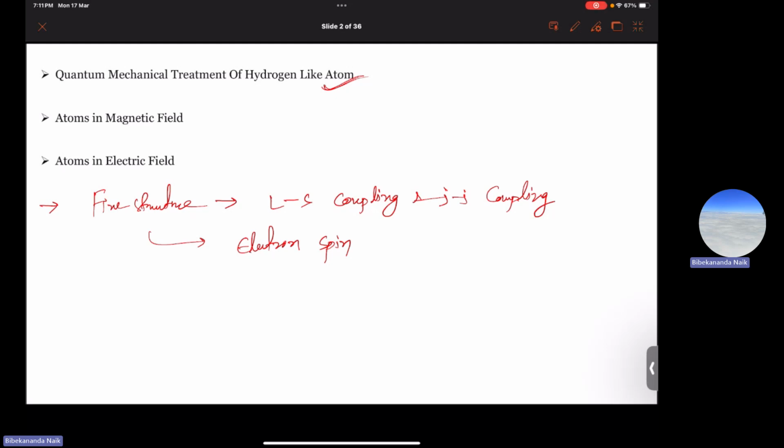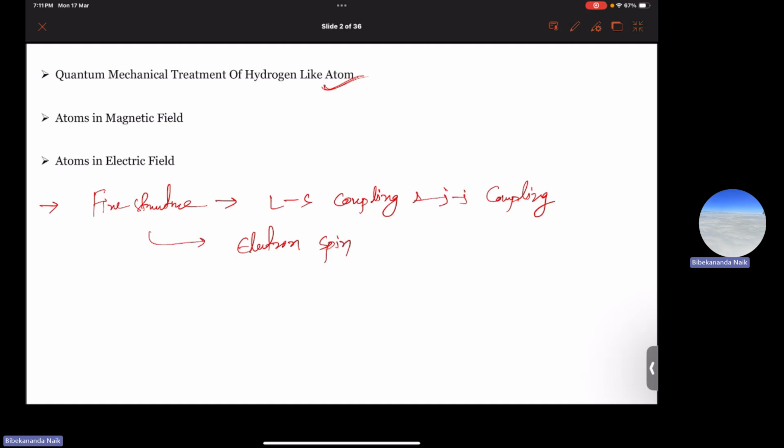That's why there is a fine structure spectrum. Suppose there is a transition from 2p to 2s, but we found that there are more levels, like 2p will be split into 2p 1/2 and 2p 3/2, and then 2s will be 2s 1/2. So in place of one there will be two spectral lines. That was the fine structure of the spectral line.